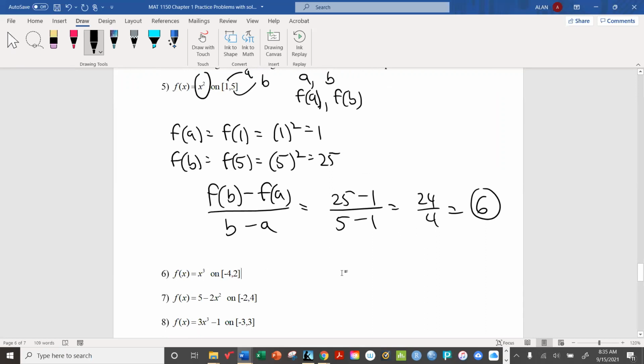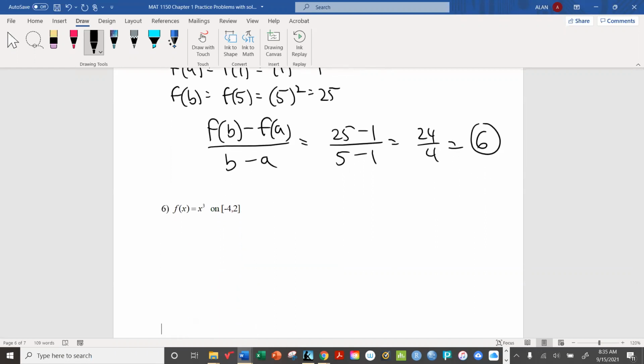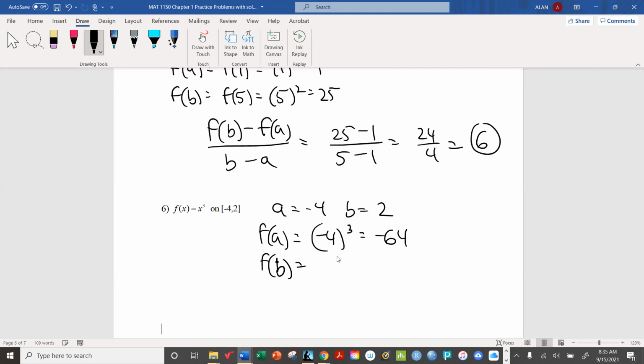All right, everyone get that? All right, so let's do the rest of them. Now for root 6, we have f of x is x cubed. So what do we know? A is -4, B is 2. F of A means -4 cubed, -64. F of B is 2 cubed, which is 8.